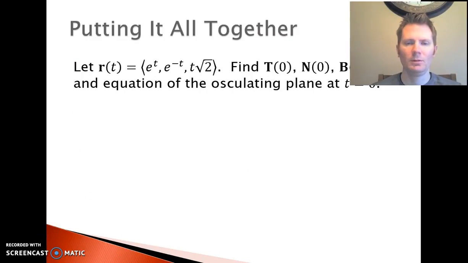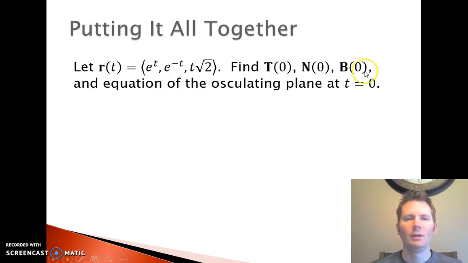Alright, so what I want to do is actually work a problem with this. Let's move over here. Okay, so given that r is e to the t, e to the negative t, t square root of 2, find T of 0, N of 0, B of 0, and the equation of the osculating plane at time t equals 0 as well.